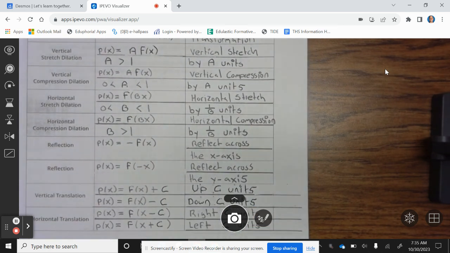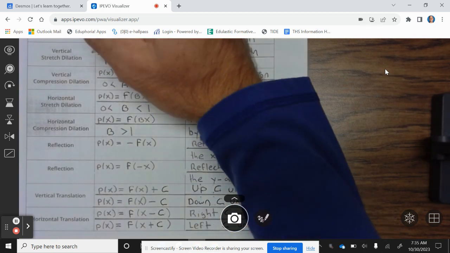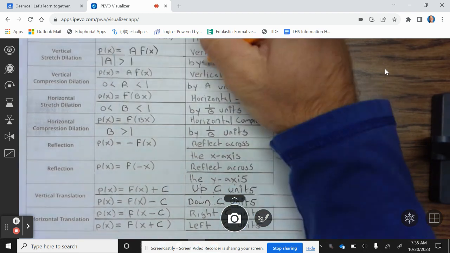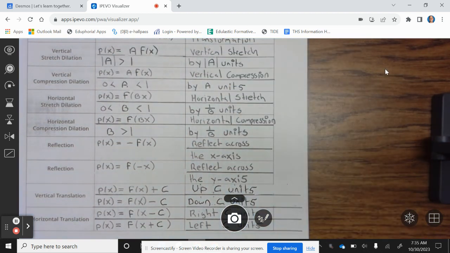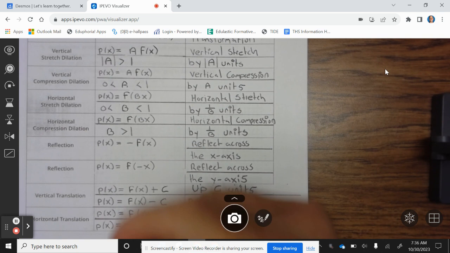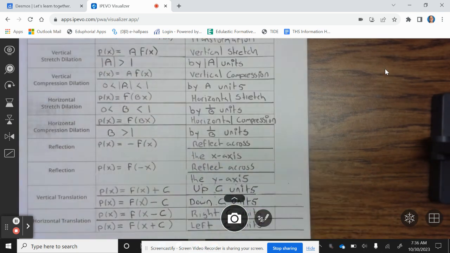Vertical stretch dilation. When p of x equals a times f of x, when a is greater than 1, it's a vertical stretch by a units. And vertical compression dilation. When p of x equals a times f of x, when 0 is less than the absolute value of a, less than 1, it's a vertical compression by a units.